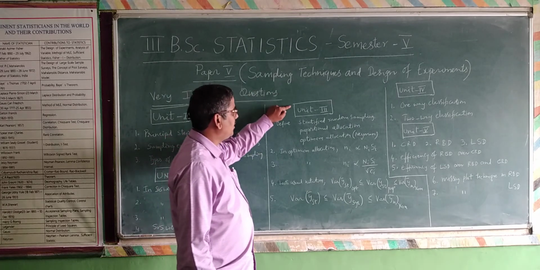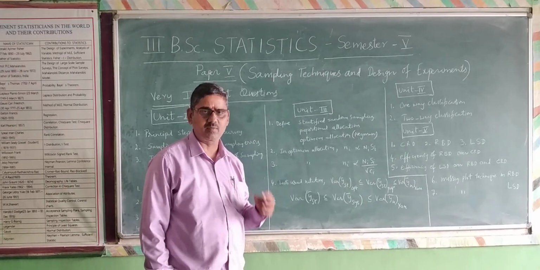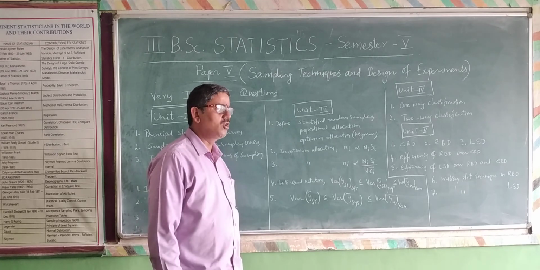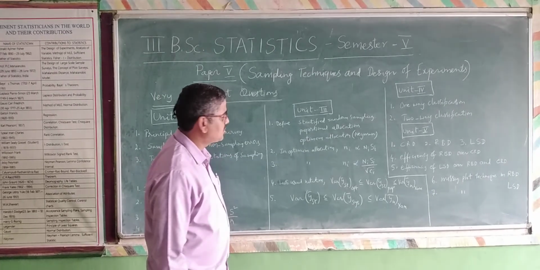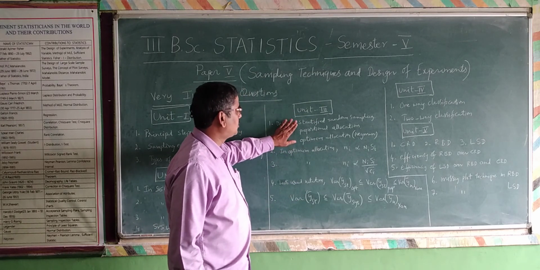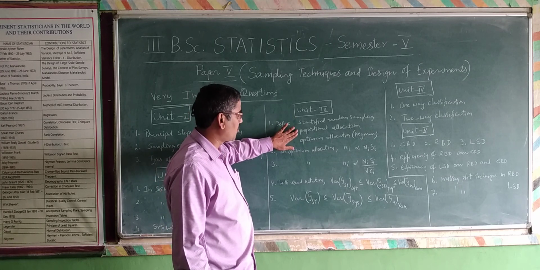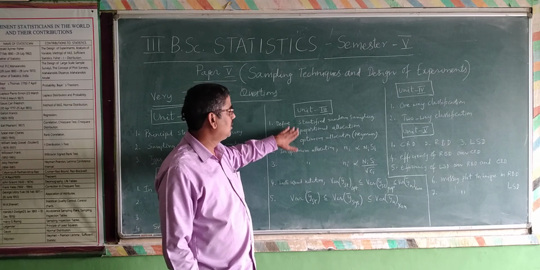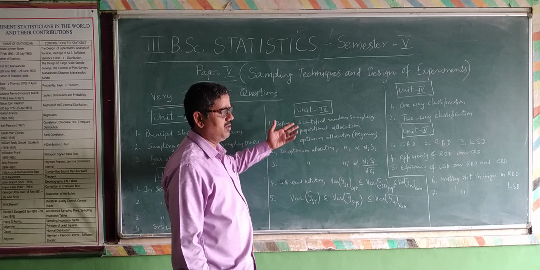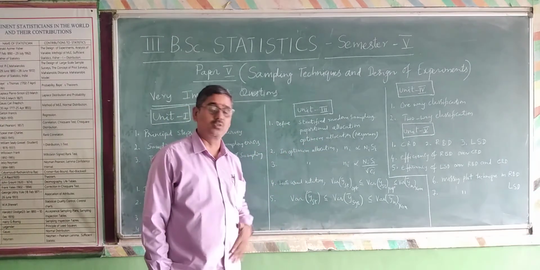And come to Unit 3: stratified random sampling and systematic sampling. These are the two particular techniques we have in this Unit 3. First of all, we define three definitions: what is meant by stratified random sampling, definition of proportional allocation, definition of optimal allocation. These three important definitions you please read. As a first question, maybe some of the definitions you will get in the question, either essay question or short question.